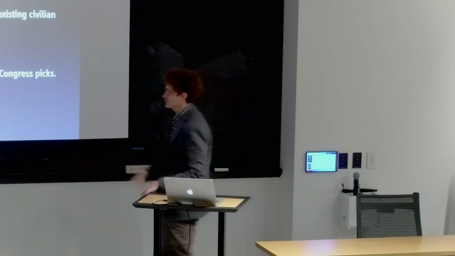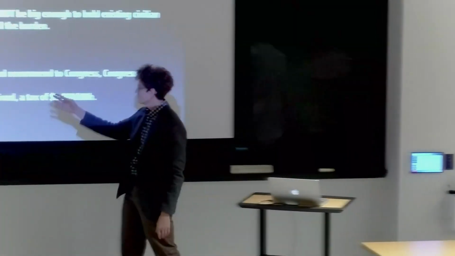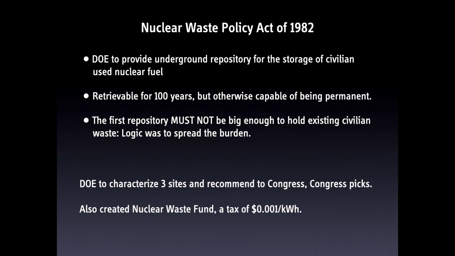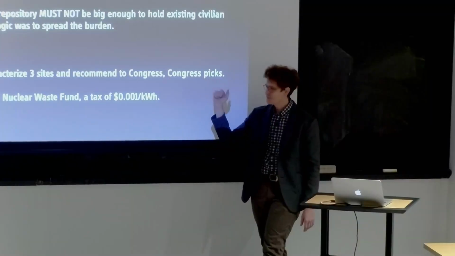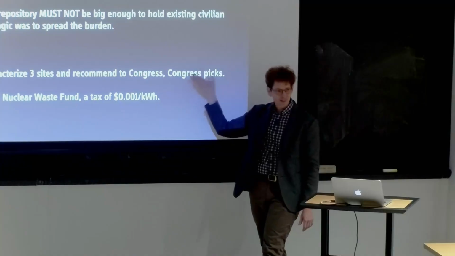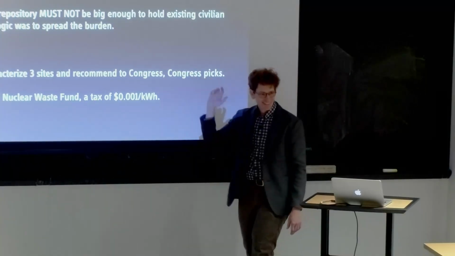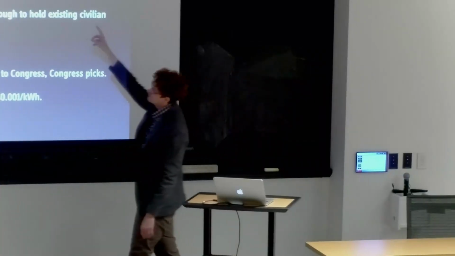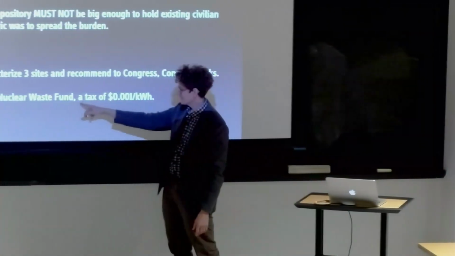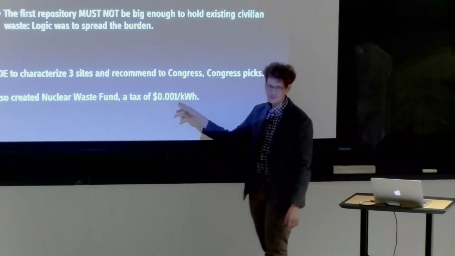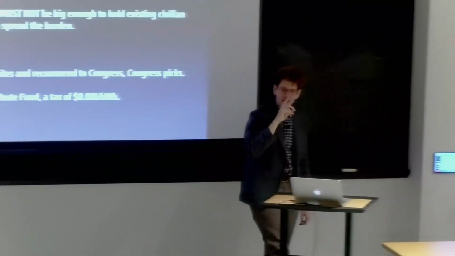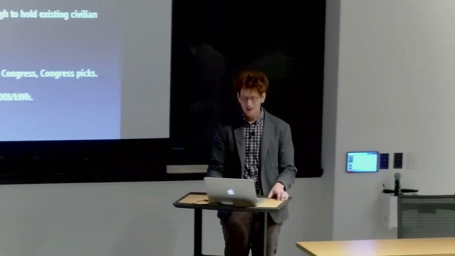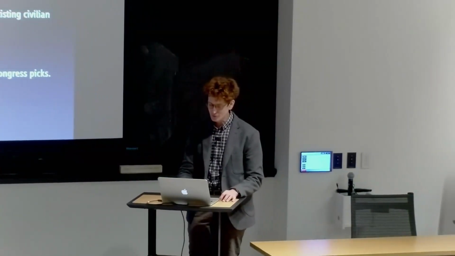And the DOE was to characterize 3 sites and recommend them to Congress, but Congress would choose the site, not the Department of Energy, because that's where all the scientific experts are, in the Congress. And they also decided to pay for the repository by implementing a tax of 1/10 of 1 cent per kilowatt hour on nuclear power. And that creates what's called the Nuclear Waste Fund.